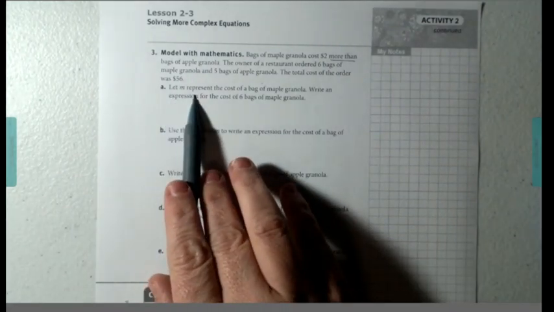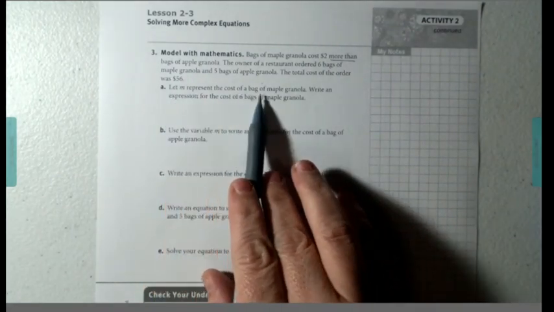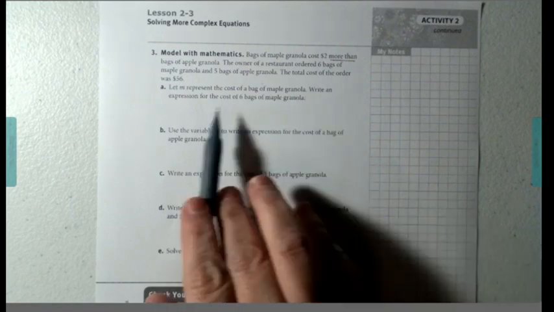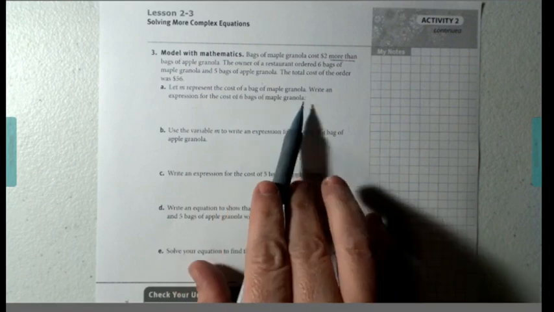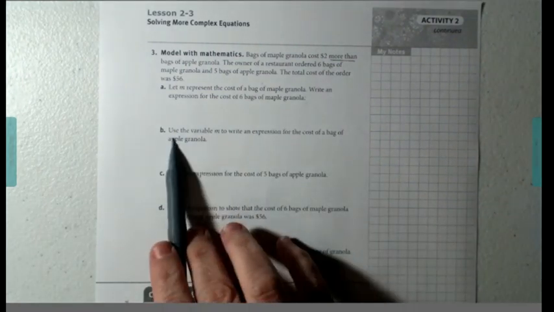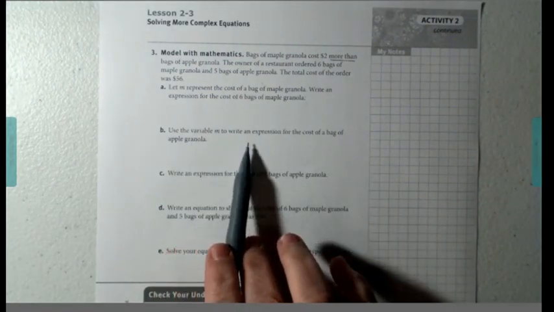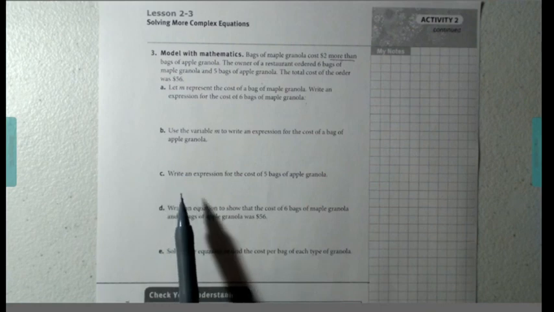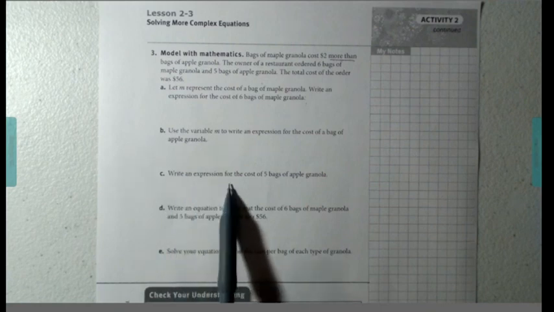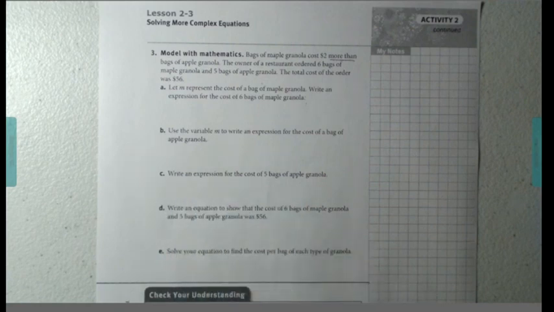A says, let M represent the cost of the bags of maple granola. Write an expression for the cost of the 6 bags of maple granola. Part B, use the variable M to write an expression for the cost of the bag of apple granola. C says, write an expression for the cost of 5 bags of this apple granola.